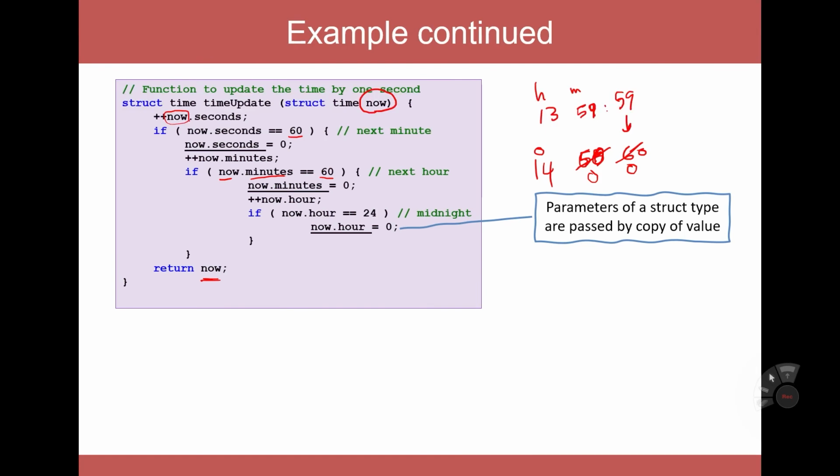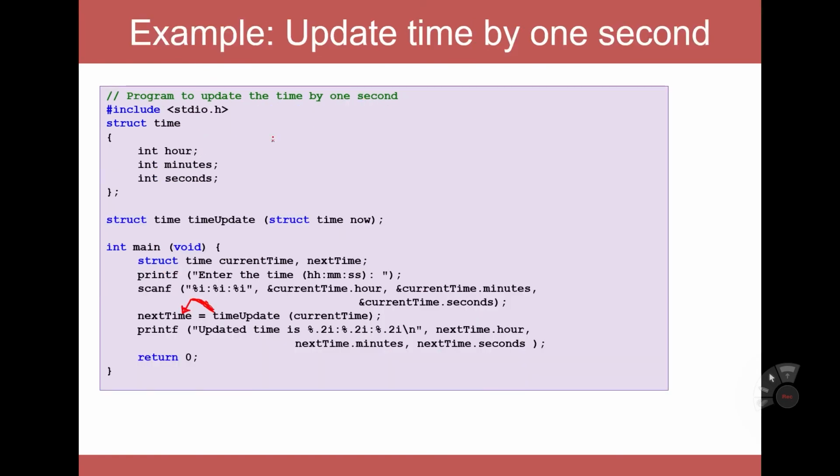But you should be careful that when you pass a structure variable, you are passing a copy of the structure. You are not passing the original structure or the original variable. You are just passing a copy of the now. So whatever you update here will not update the now in the main function.